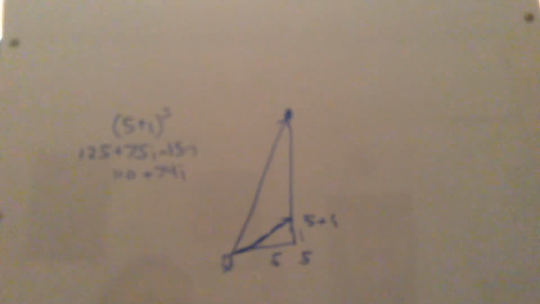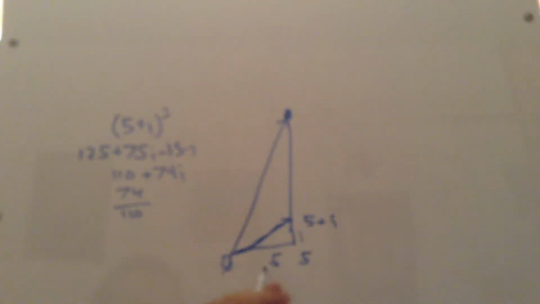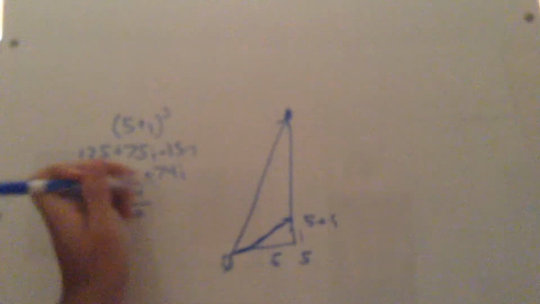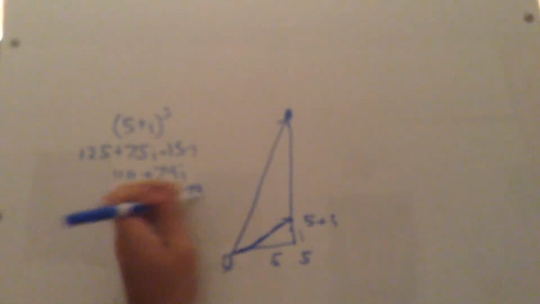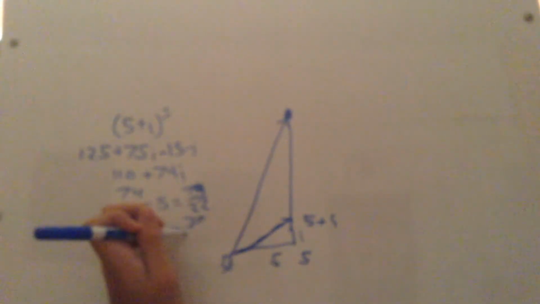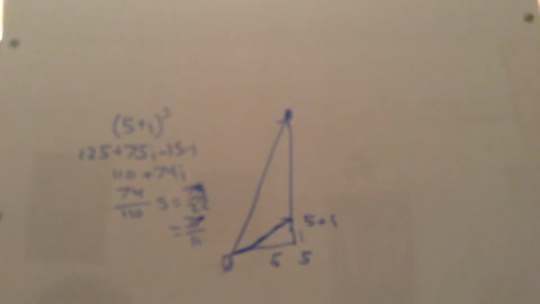So our tangent is 74 over 110. We know that at our bottom is 5, so we're looking for our top, which is going to be 74 over 22, or 37 over 11, which is indeed the answer we were looking for.